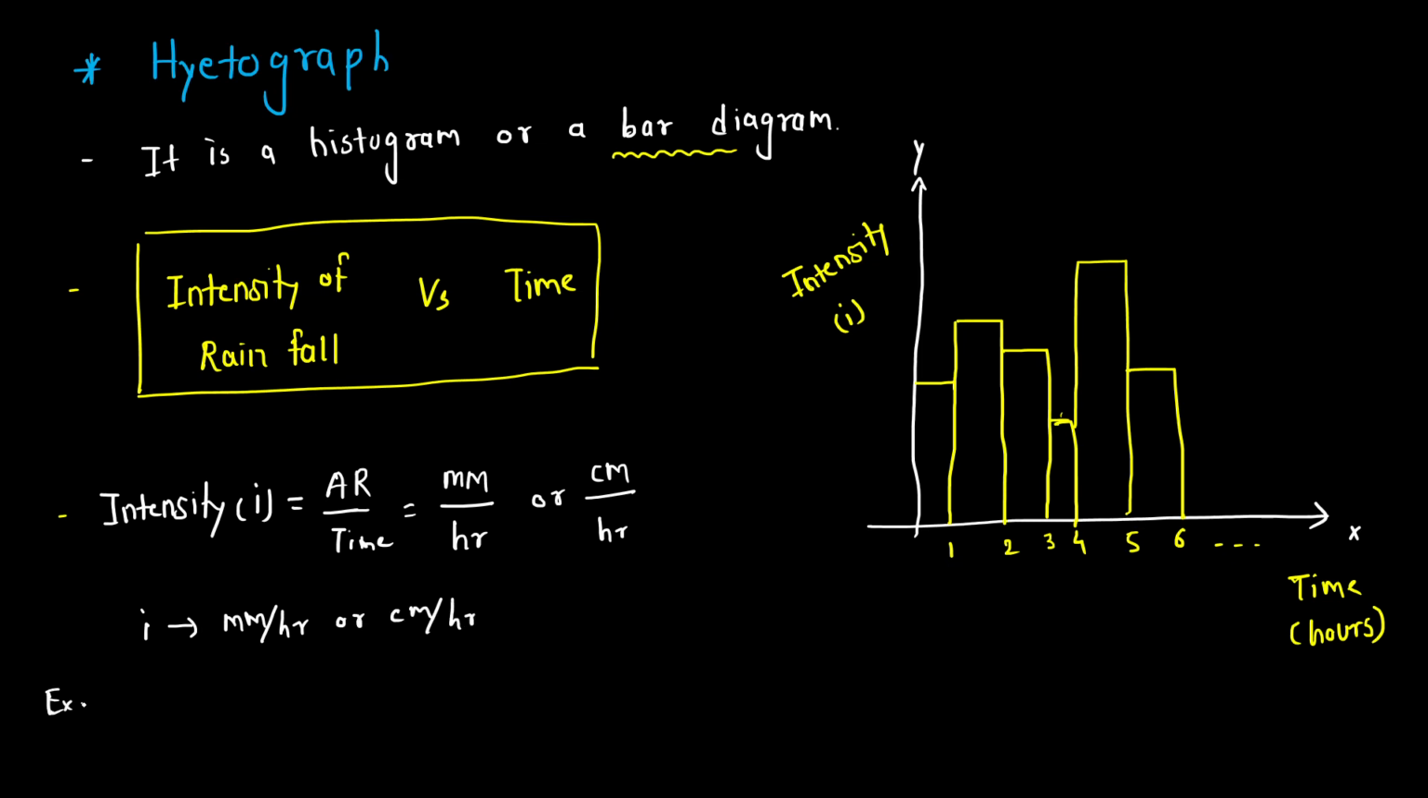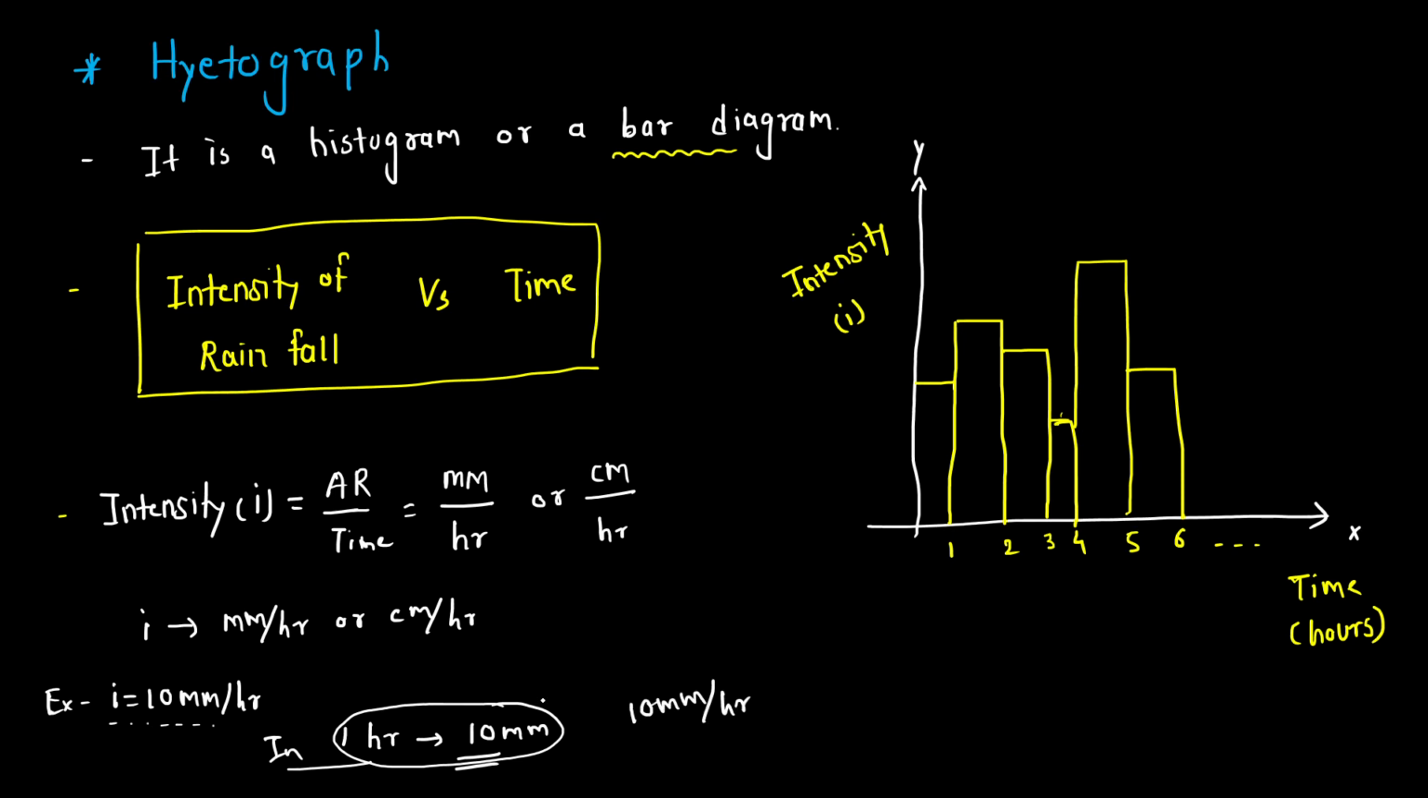If in the example it is given that intensity of rainfall is 10 mm per hour, what is the exact meaning of this? The meaning is that in 1 hour, the total amount of rainfall measured by the rain gauge is 10 mm. So if the rainfall takes place for 1 hour, the height of water collected in the rain gauge is 10 mm. In terms of intensity, you can write it as 10 mm per hour, because 10 mm is the accumulated rainfall and 1 hour is the time. So accumulated rainfall divided by time gives us the intensity.